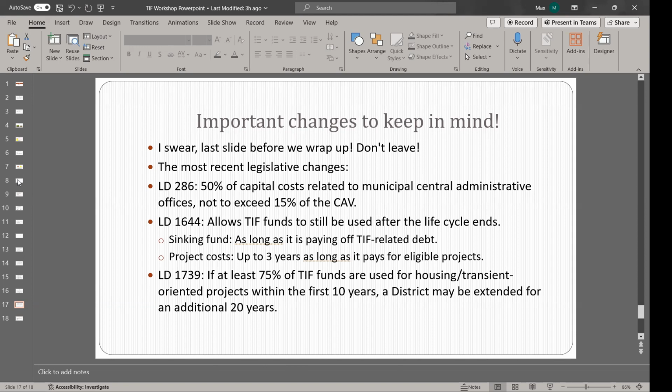So first 10 are for housing, you have 40 left. And now I'm going back and forth. You have a 50-year life cycle of a TIF. That's the key thing I want to get out there.